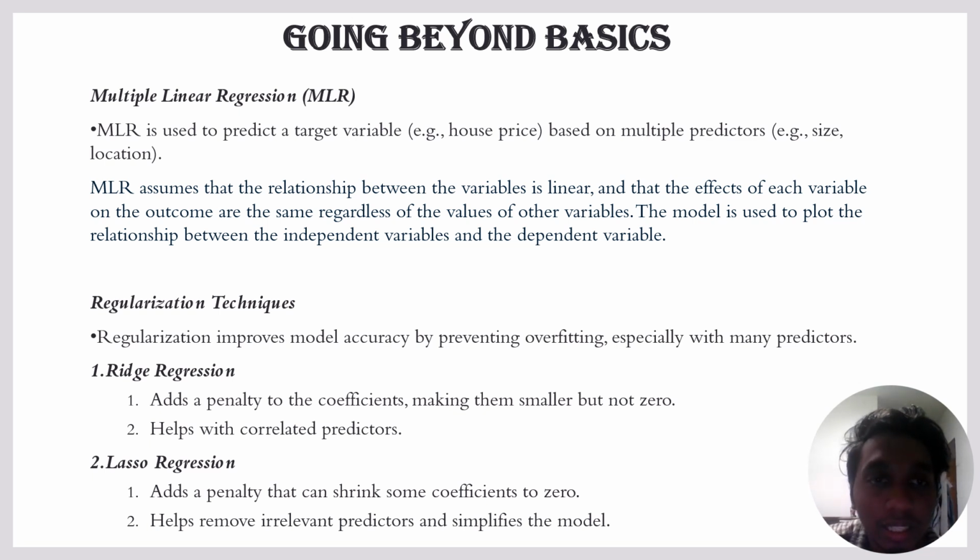Regularization techniques. These help when there are too many predictors. Ridge regression reduces coefficient values without setting them to zero, useful for correlated predictors. And lasso regression shrinks some of the coefficients to zero, effectively removing less important predictors. These techniques prevent overfitting, where the model performs well on the training data but poorly on new data. Which of these techniques do you think would work better for simplifying models? Lasso. It is often used because of its simplicity.